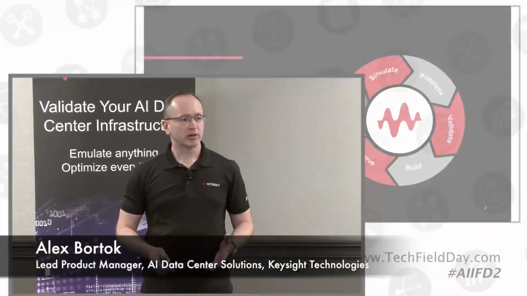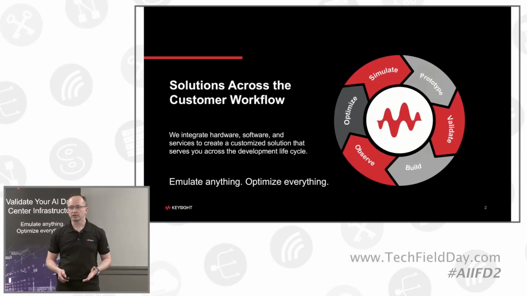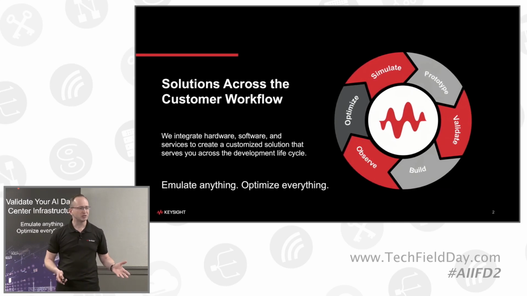Quick overview: what Keysight does. We create solutions for companies that build products. It could be a microchip, smartphone, router, 5G tower, or AI data center. We help them to move from idea to prototype, from prototype to a real product, and then understand how this product works in production, accelerating their life cycle of these products.